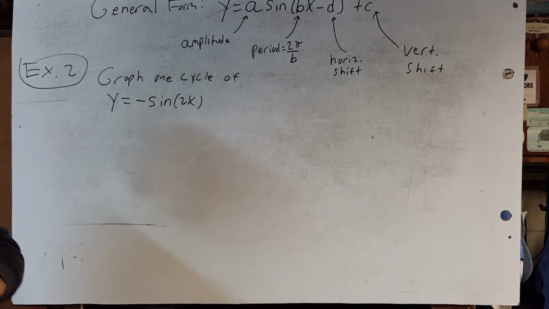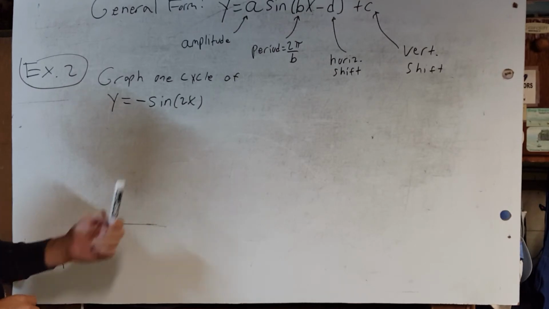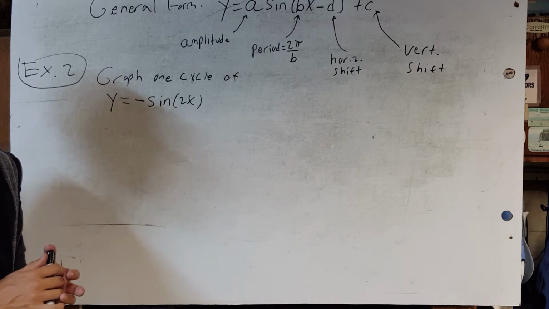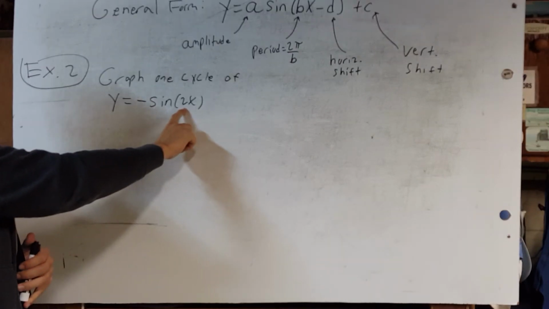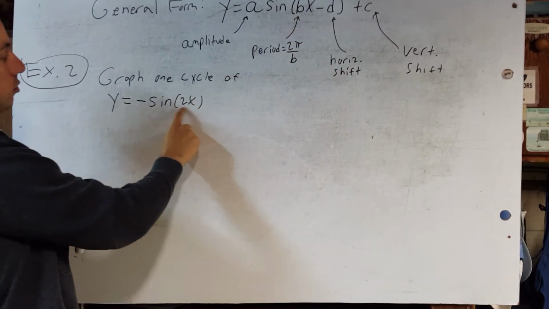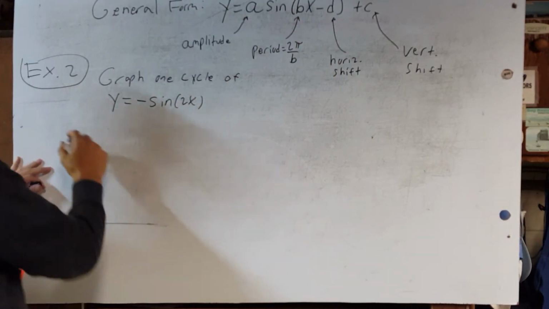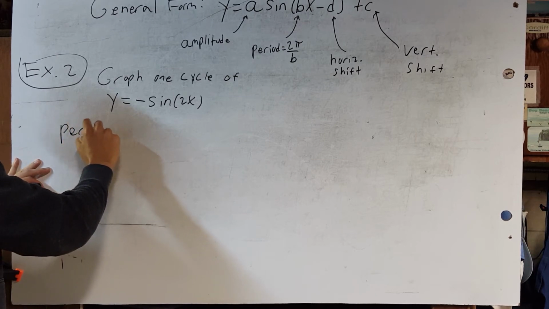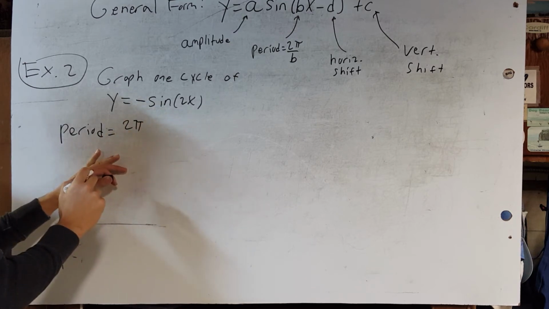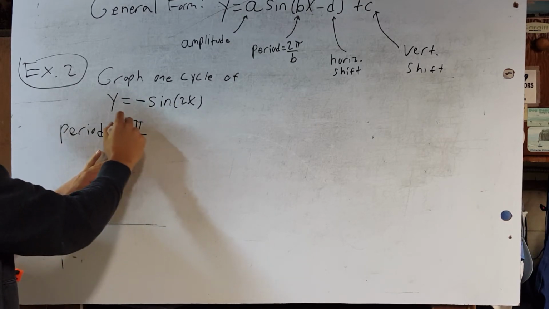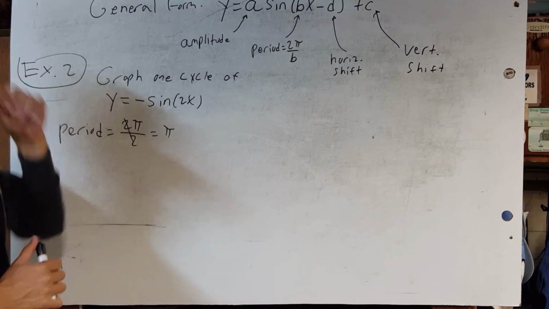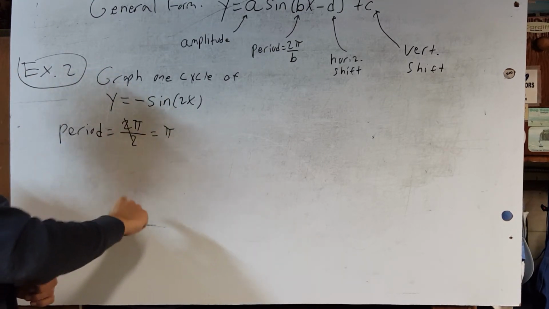Alright, our next example here, we're going to graph one cycle of y equals negative sine of 2x. So the first thing I always do is check the period. Well, I have a change here. B is not 1 anymore. B is 2. Remember, B is the coefficient of x, 2 times x. So to calculate the new period length, it's 2 pi, that's the normal period, divided by B, which is 2. Cancel, I get pi. Which means the period now is half as long, or it takes half the amount of time for the function to complete one cycle.